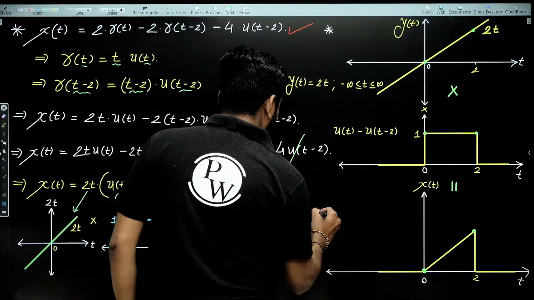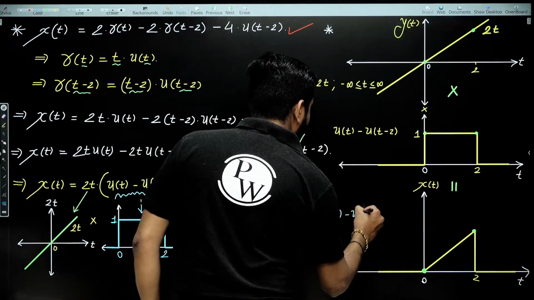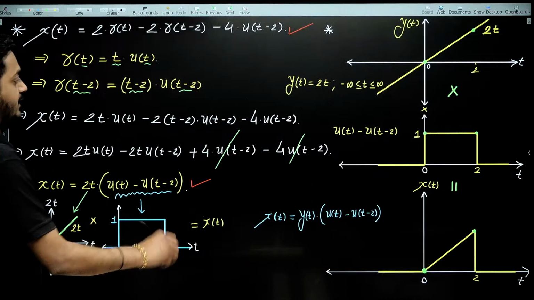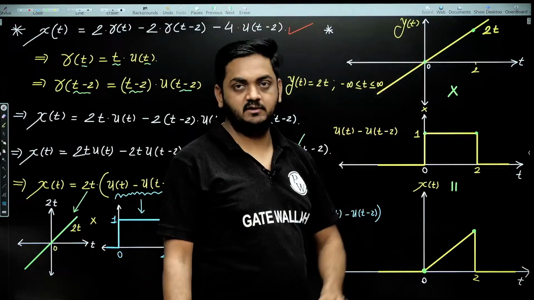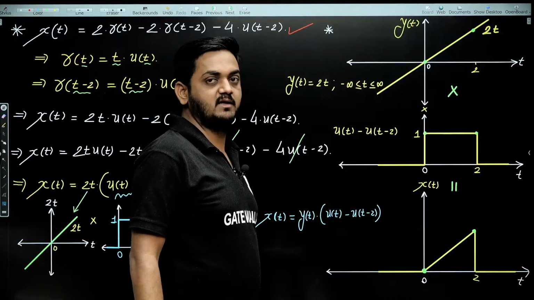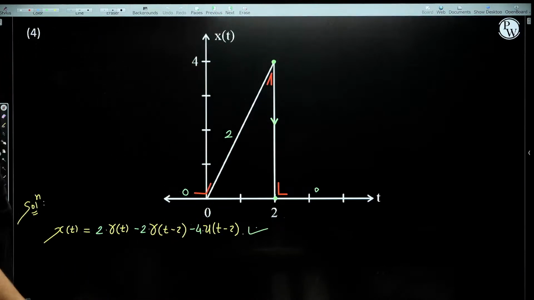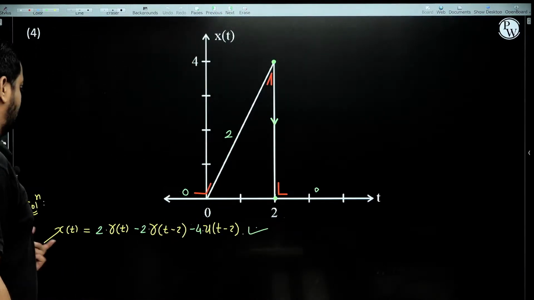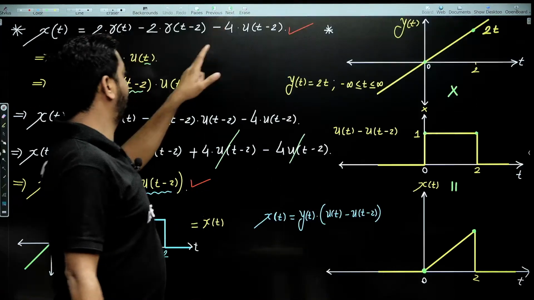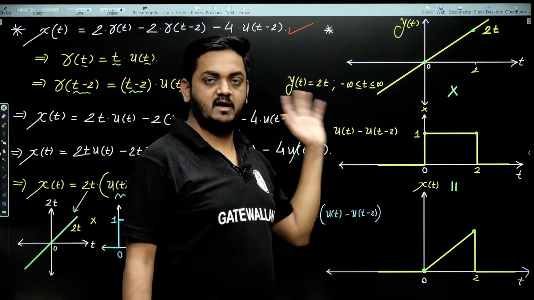So y of t into the window function, u of t minus u of t minus 2. You will get the second answer also. Direct method: first make the line equation and then multiply with the window function. Directly you will get the final answer. You need not do this type of calculation. And the standard method, already I told you, guys: first write this equation, replace ramp with t into u of t, then simplify. If you simplify, then also you will get the second answer. Both methods, the direct method as well as the standard method, guys.